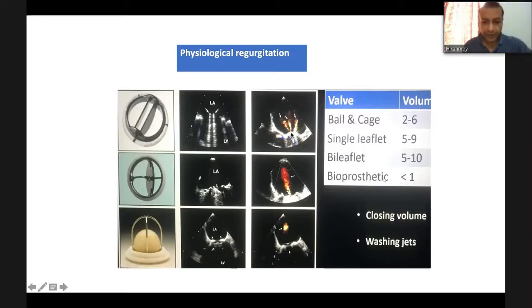Already you have seen this is the bileaflet disc, there are 3 orifices and there is regurgitation from the 3 orifices. It is a physiological regurgitation. And in the tilting disc valve, there is a single regurgitant orifice, and this is physiological. And this is the ball and cage valve, there is some sort of regurgitation also.